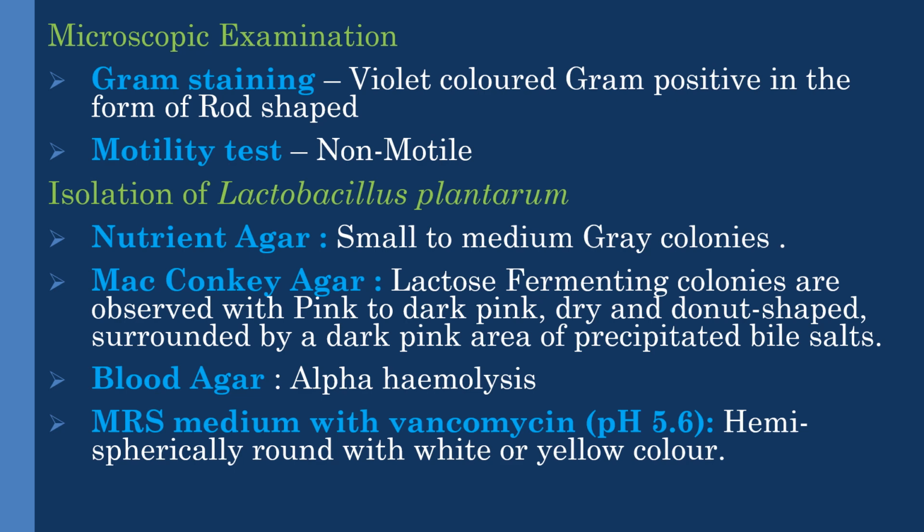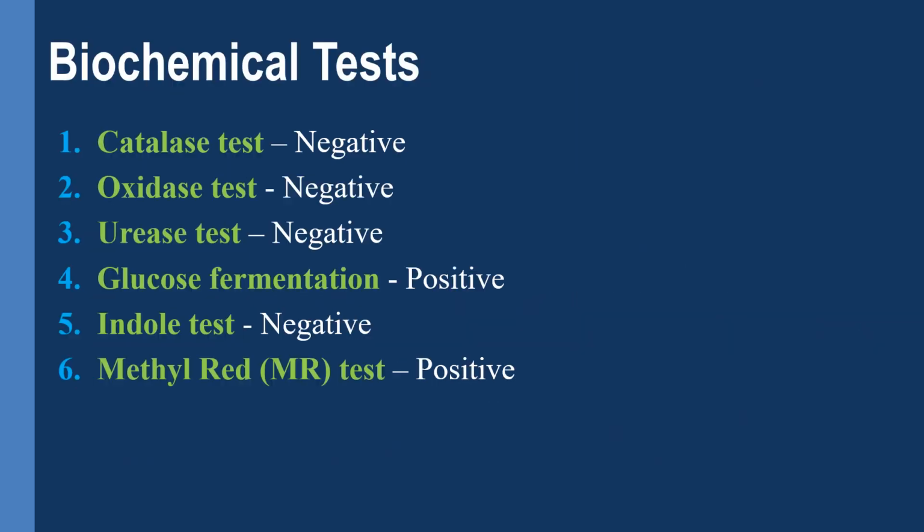On nutrient agar, small to medium gray colonies. In MacConkey agar, lactose-fermenting colonies are observed, pink to dark pink, dry and donut-shaped, surrounded by a dark pink area of precipitated bile salts. Blood agar: alpha hemolysis. MRS medium with vancomycin at pH 5.6: hemispherically round, white or yellow colonies.